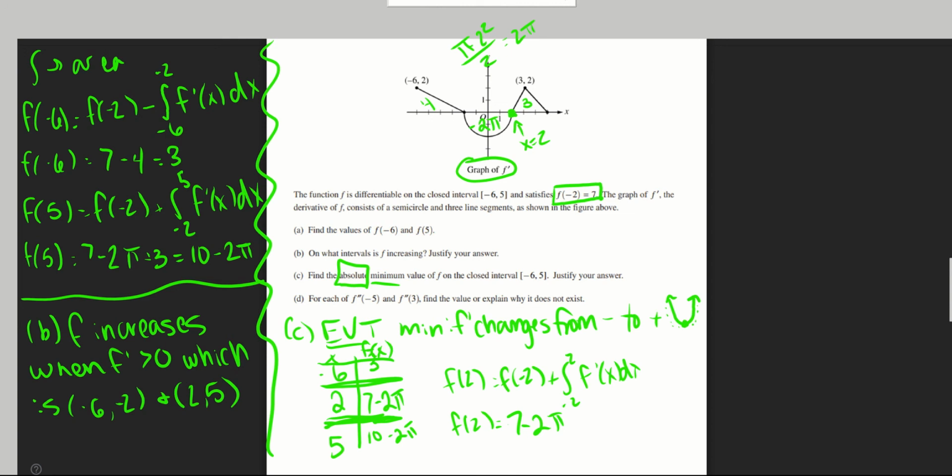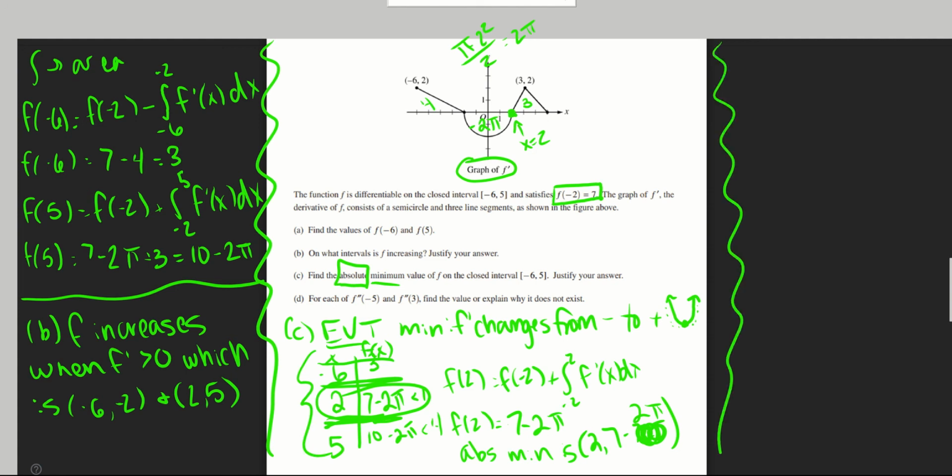So what we're trying to find is the absolute minimum. So 2 pi is 6 point something. If we do 7 minus 6 point something, that means this is less than 1. 10 minus 6 point something means that that's less than 4. So that means this is our minimum. So the absolute min is at 2, 7 minus 2 pi. I'm not sure what I just wrote there. There we go. When it says justify your answer, this chart right here is what justifies your answer. You're showing you've checked the endpoints, you've checked the possible minimum, so that is what we need.